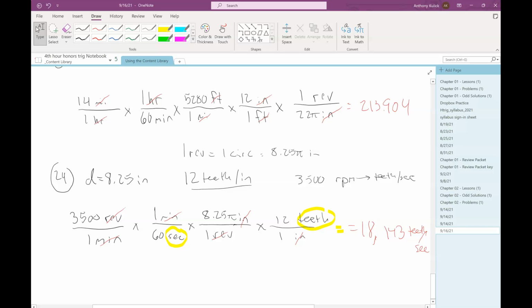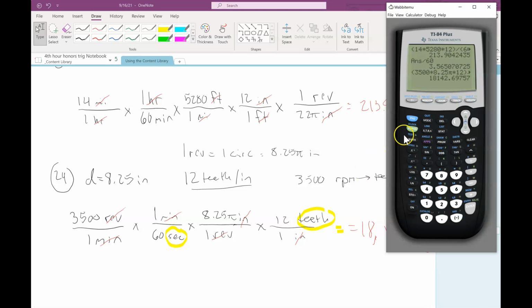So 221, can you go back to the calculator? Yeah, sure. So I had the numerator, 3,500 times 8.25 pi times 12. And then divided by 60. The mode shouldn't matter on this because you didn't use sine, cosine, or tangent.